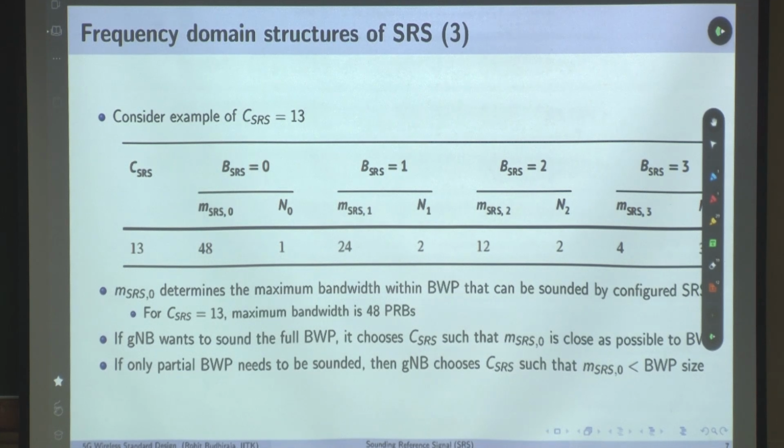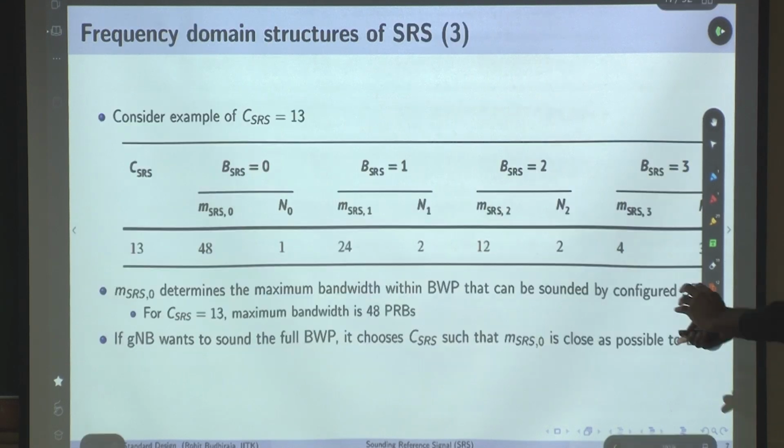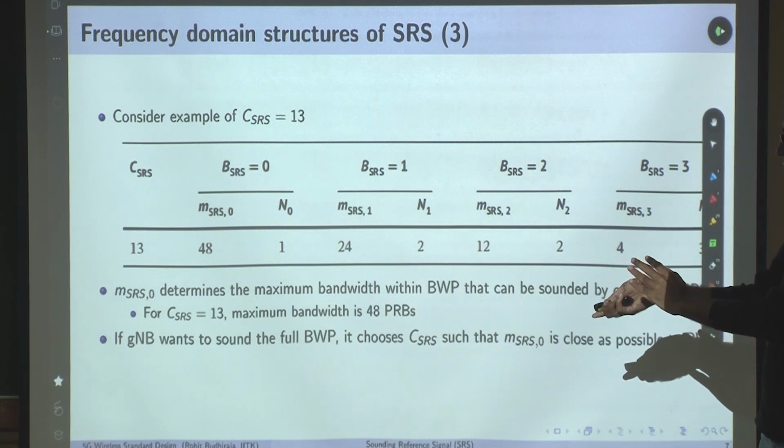Okay. Right. And so what will happen if CSRS has to be picked accordingly, whether it is the complete bandwidth part or only a part of the bandwidth part. Okay. Right. That's what is being said. Fine. So is this clear?